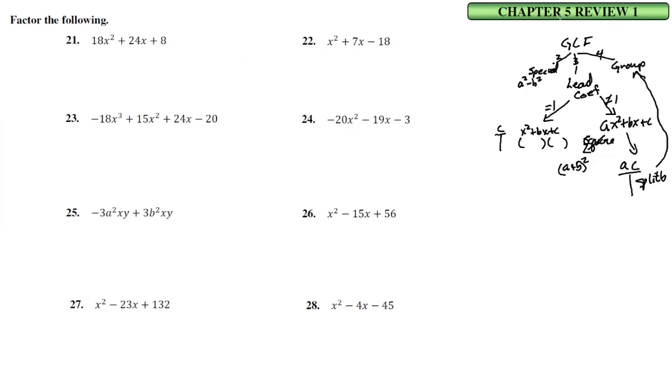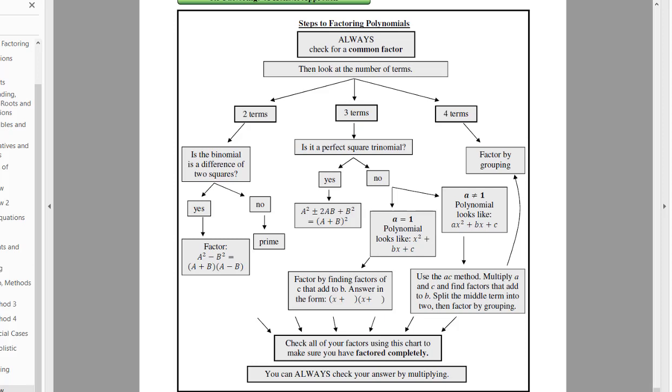Here we are in Chapter 5, Review 1, exercises 21 through 28, and we are factoring. It doesn't tell us which method, so we kind of need to find our own methods. And these are the steps to follow for factoring polynomials.